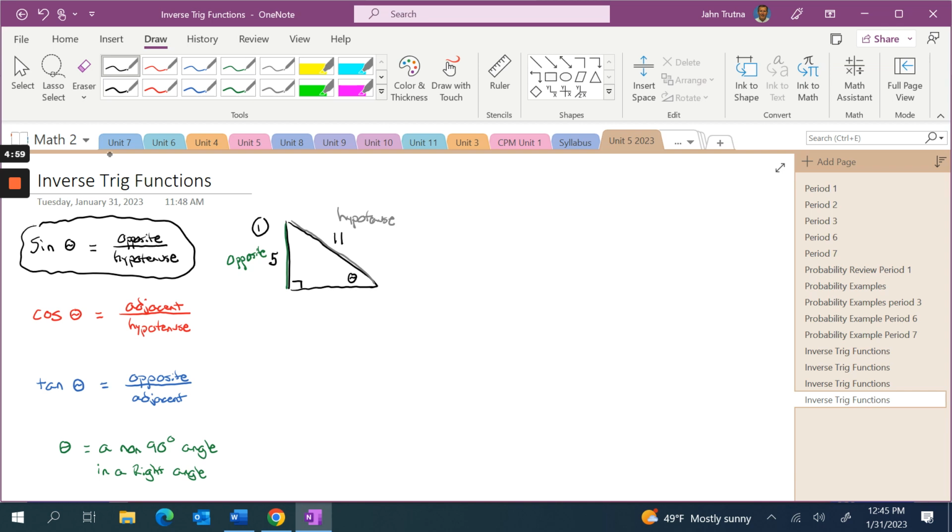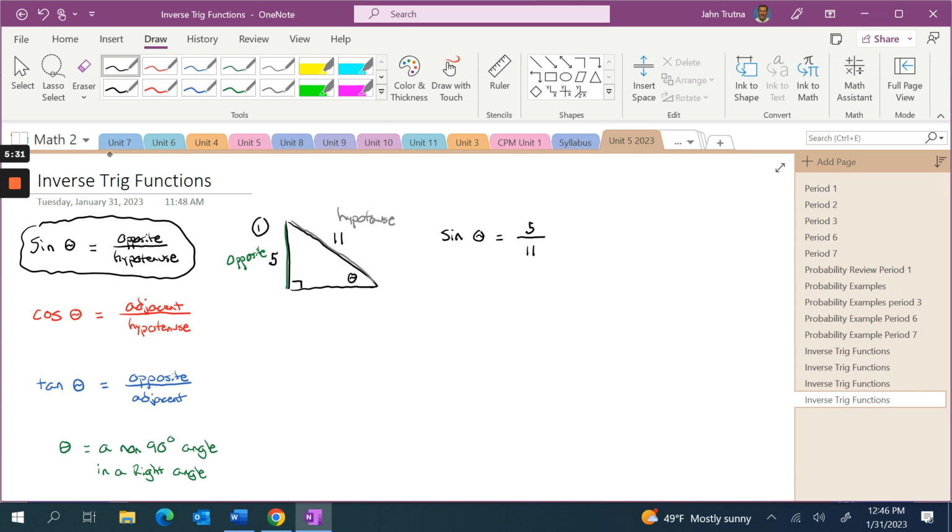Okay, here's how I do it. My definition says sine theta is equal to the ratio or the fraction, the opposite side, and from my diagram, the opposite side has a 5 on it, over the hypotenuse, and from my diagram, my hypotenuse is an 11. So this is the equation that I'm going to use in order to solve for theta.